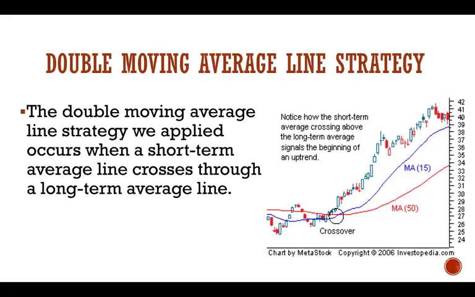A buy signal is generated when the short-term average line crosses above the long-term average line, while a sell signal is triggered by a short-term average line crossing below a long-term average line. As the chart shows, when the short-term average line MA 15 days crosses the long-term average line MA 50 days from the bottom up, it is a signal to long the stock and receive a high return.